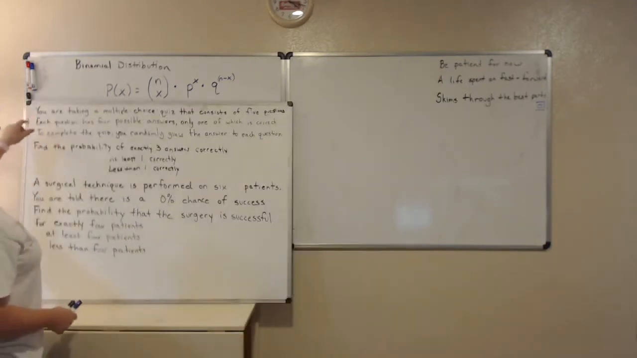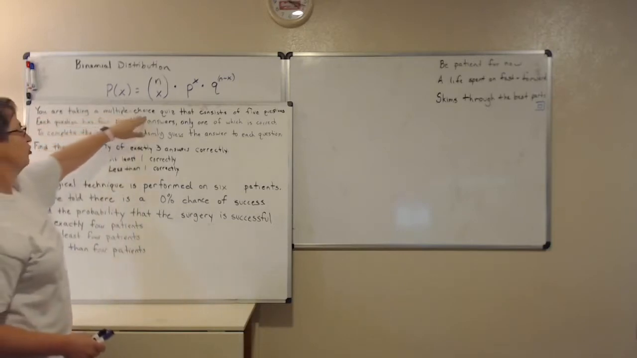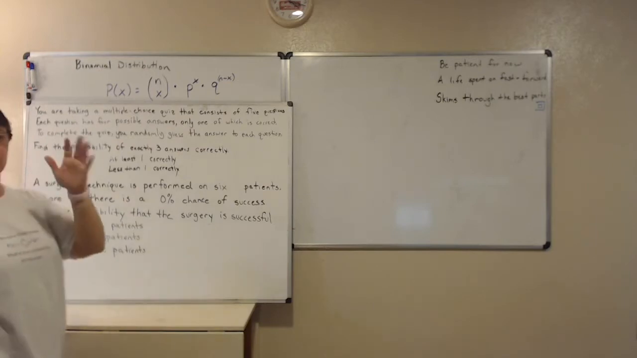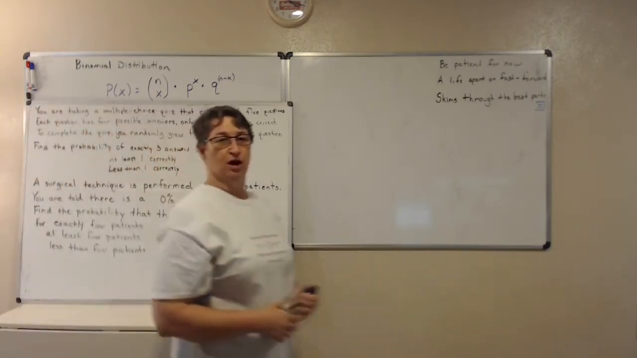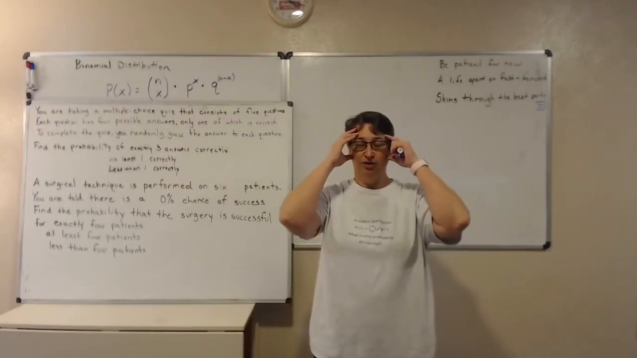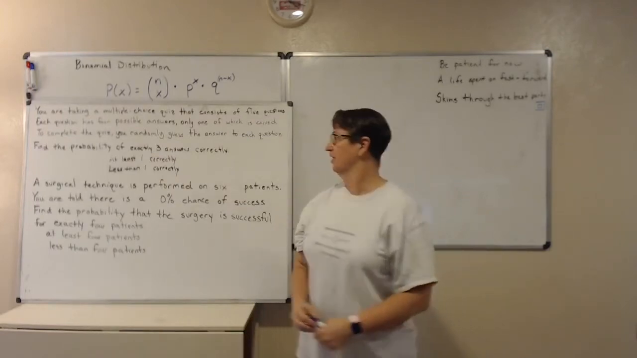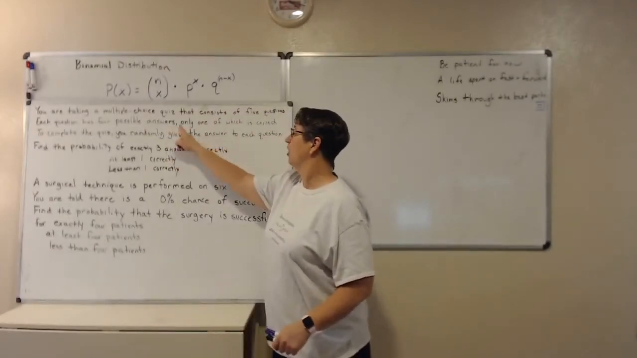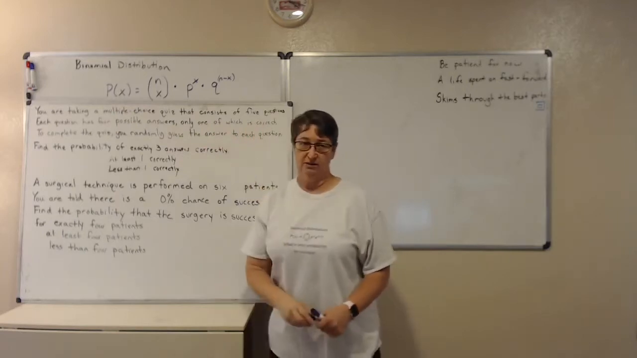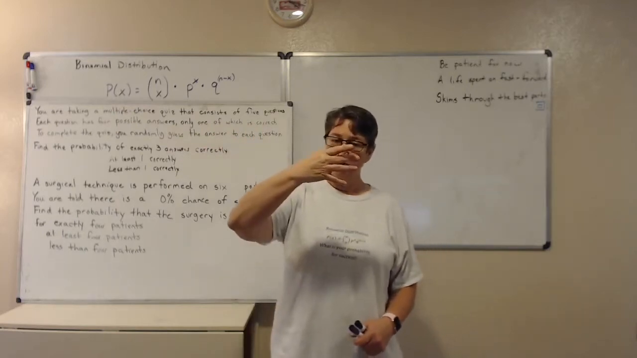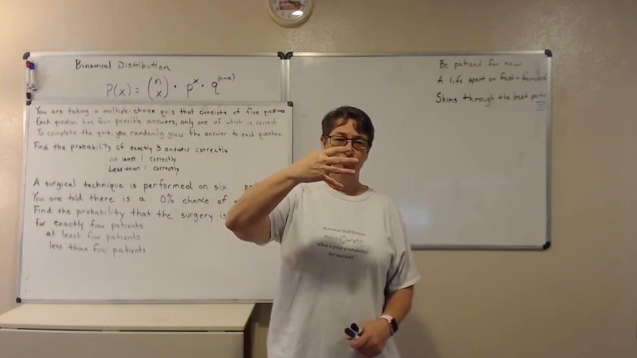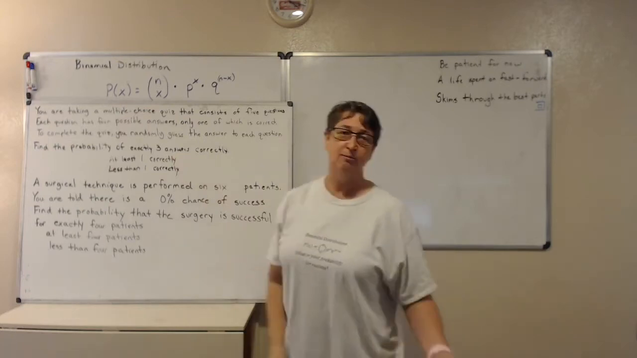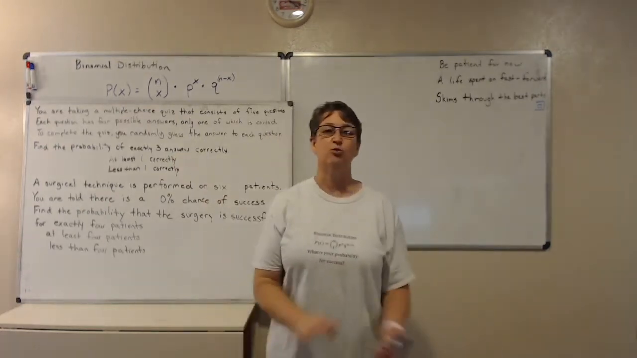The first one we're going to do is, you are taking a multiple choice quiz that consists of 5 questions. So picture what's going on. On the test, there are 5 questions. Each question has 4 possible answers, only one of which is correct. So each one of your questions has 4 answers, and this guy is correct. To complete the quiz, you just randomly guess. You have no clue what any of the words on there are saying.